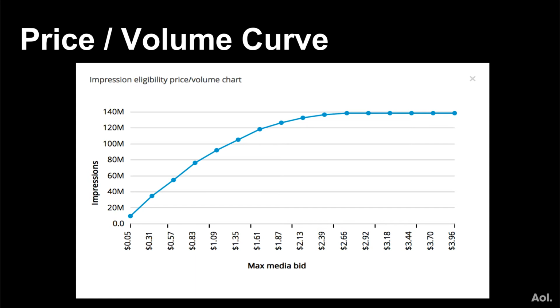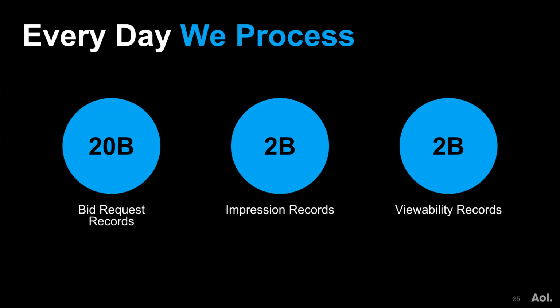And this is what we produce, price volume curves. For all the different combinations of targeting that we have for our advertisers, we need to work out how much we should bid in order to garner a certain number of impressions.